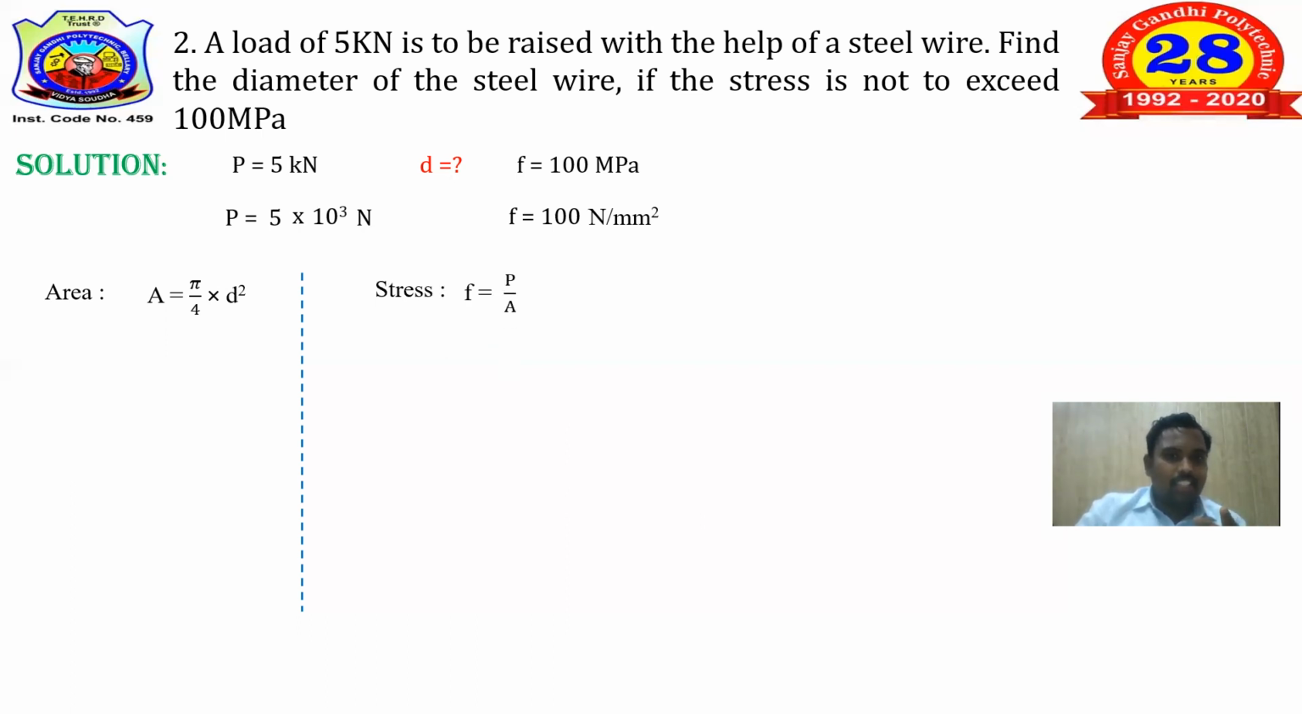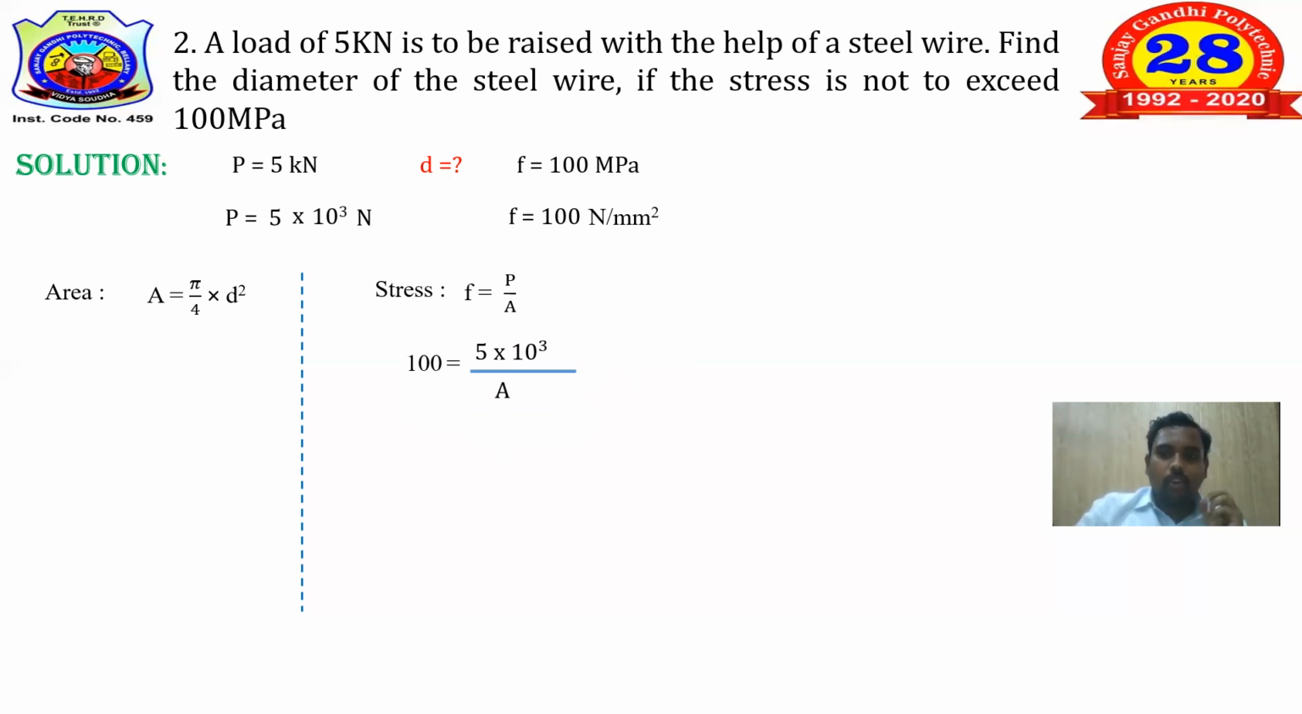Again, you analyze. See, students, how important it is to analyze whether we can solve that formula or not. F is known. What about P? P is also known. What about area? Area is unknown. We have only one unknown, so we can solve. In place of F, put 100 as it is. In place of P, write 5 into 10 power 3, divided by A. A is unknown, write A as it is.